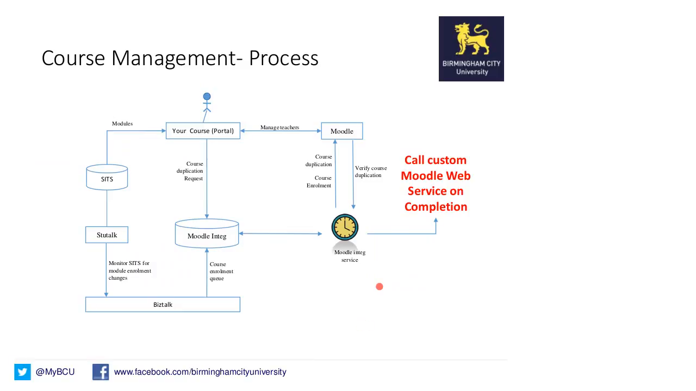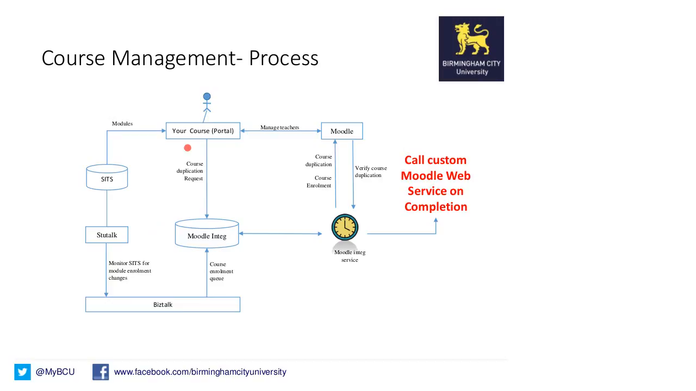So for the rest of this presentation to make sense, I need to talk about the course management process, and in particular this little bit on the end. What we have is this BizTalk application that manages services, and it monitors our student record system for new modules. So it would be a degree module, and when it finds one, it adds it to this Your Course portal, which is a web-based portal, and from here it will allow staff to make a duplication request or a rollover request. And this uses Moodle's web services.